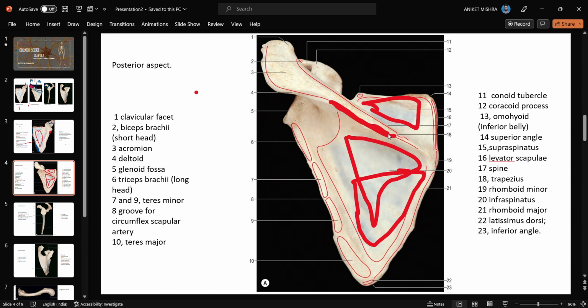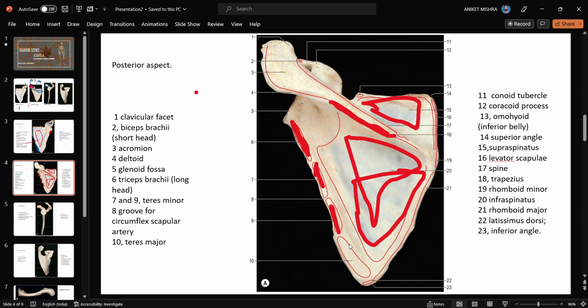We will see that the long head of the triceps arises, we'll see it in a better view, beneath the infraglenoid tubercle, and the teres minor, this one the 7th and this one the 8th. The teres minor muscle arises from the upper two-thirds of the rough strip on the dorsal surface along the lateral border.